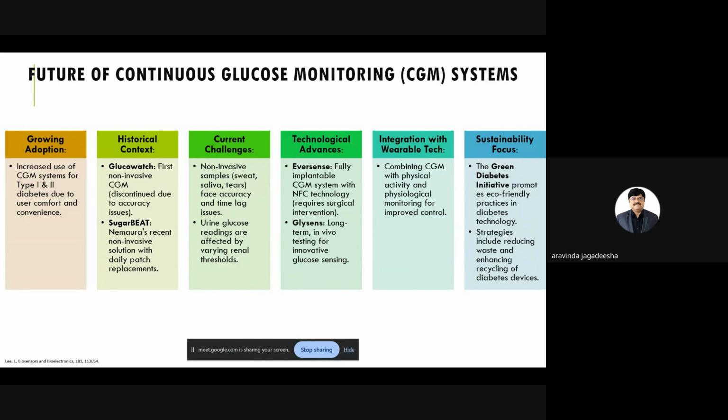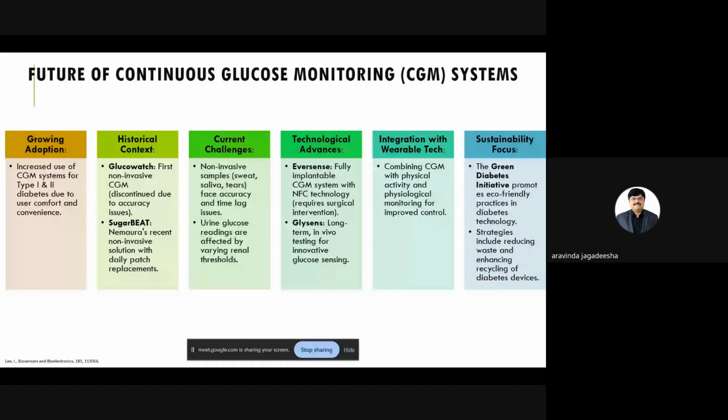Next is the integration with wearable tech, combining CGM with physical activity and physiological monitoring for improved control. And the sustainability focus: the Green Diabetes Initiative promotes eco-friendly practice in diabetes technology.